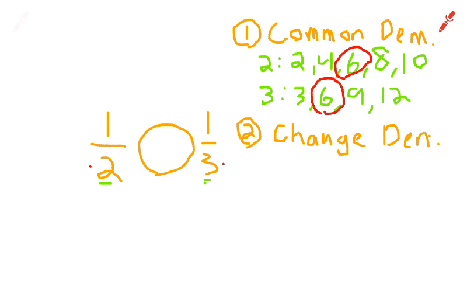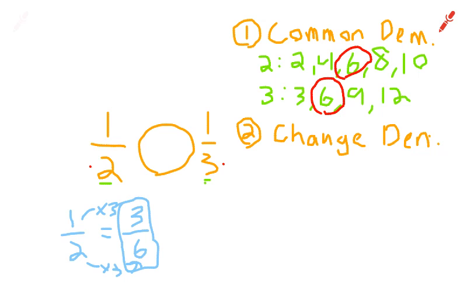Okay, so let's see how we did changing these denominators. So 1/2, we wanted to change to something over 6. So I know 2 times 3 gave me 6. And so I know I have to do 1 times 3 on the top. And I would have a fraction of 3/6. Because 3/6 is equal to 1/2.